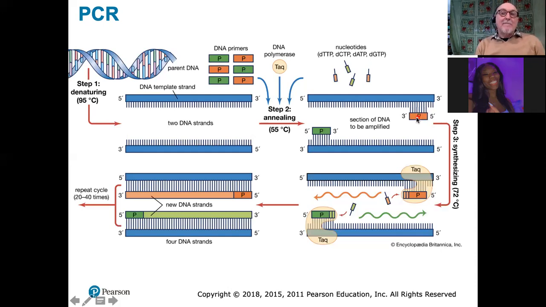This means if I can manufacture these primers and put them in, I can start DNA replication at specific places in the molecule. I don't have to replicate the entire molecule. I only have to replicate a smaller area of it, and it starts right where I want it to start. What I have to do is know that DNA sequence.